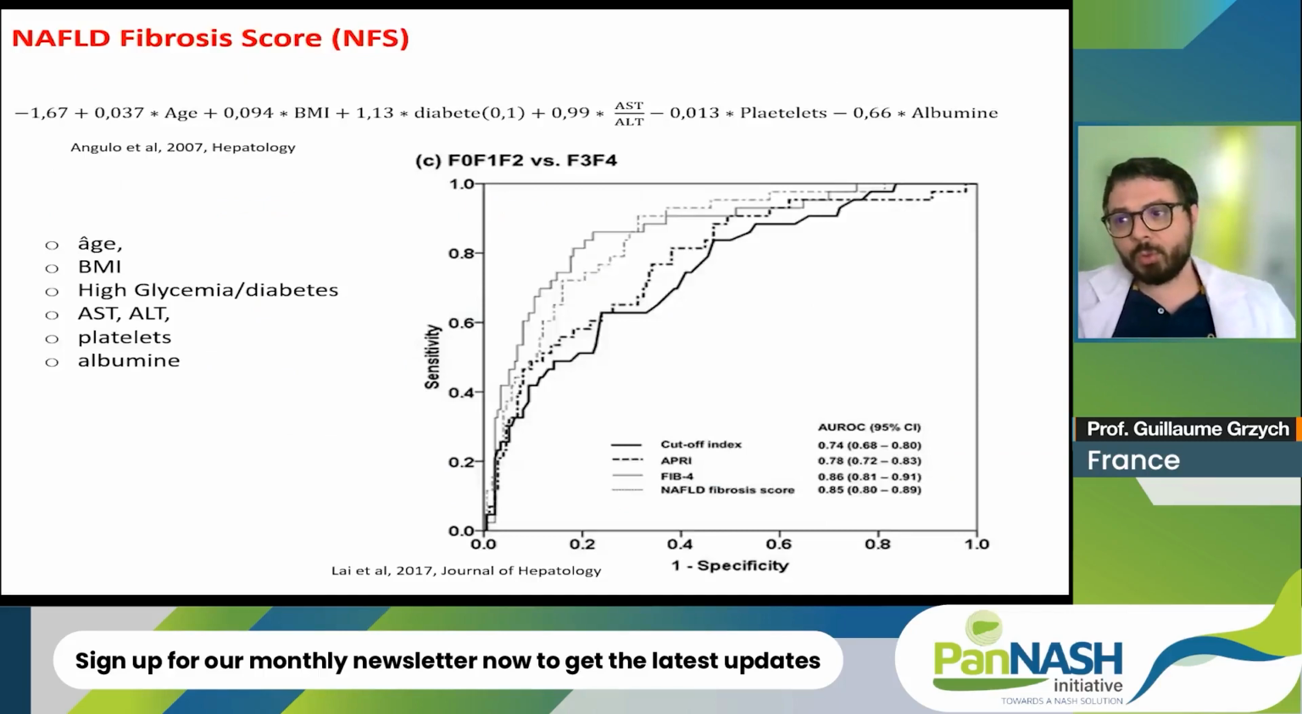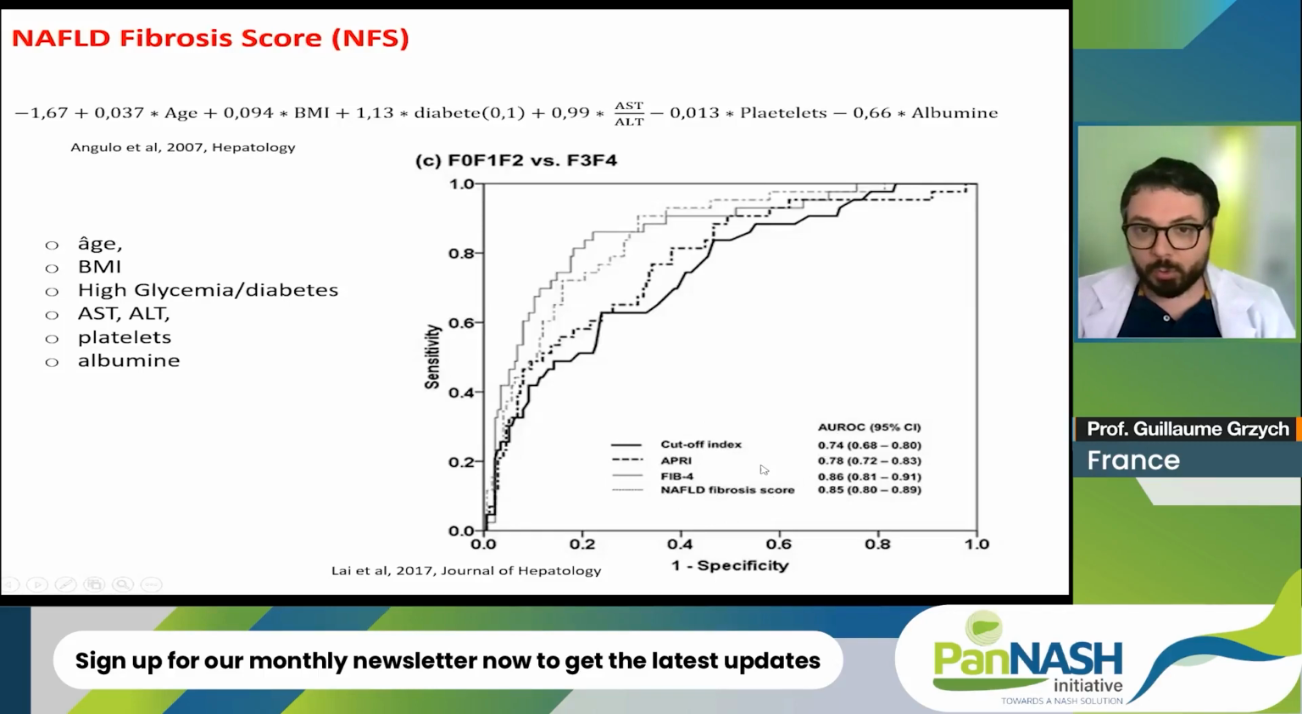Another score is also recommended by liver societies. It's called the NAFLD fibrosis score. It uses more parameters than the FIB-4. You have here age, BMI, glycemia, diabetes, transaminase, platelet, albumin. And as you can see here in the external validation, which compares patients with low fibrosis and high fibrosis, you have a better performance of NAFLD score compared to APRI, but it seems the same as FIB-4.